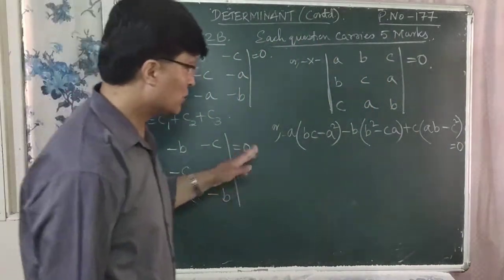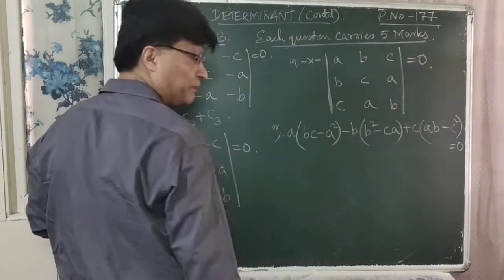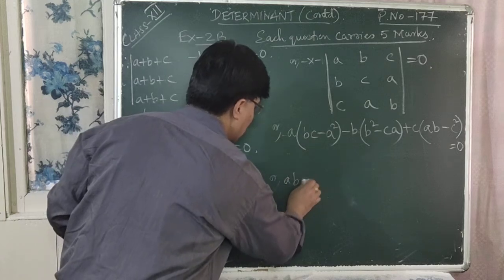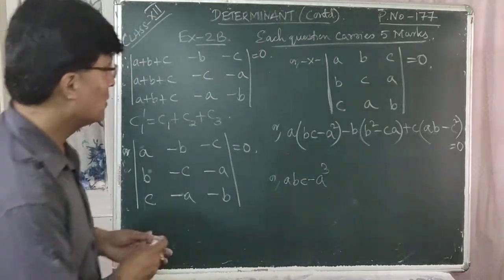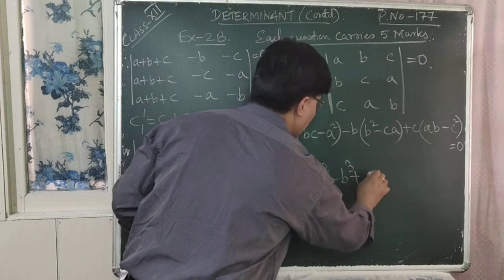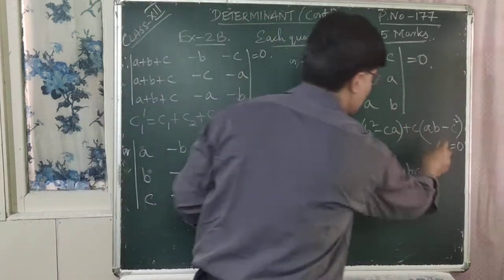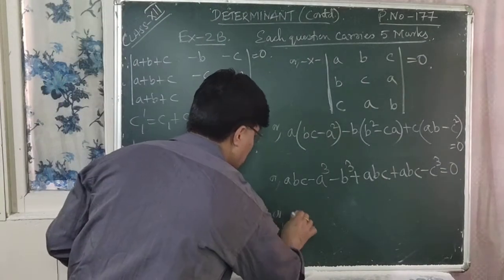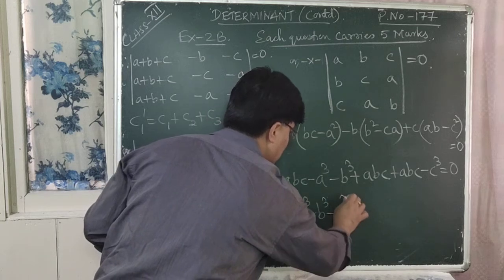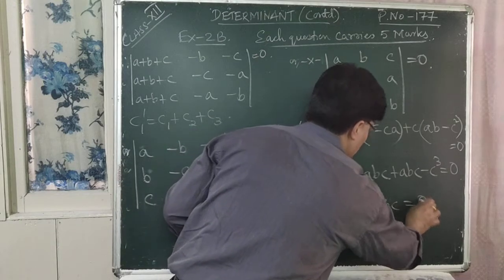Is it clear now? So now let us simplify it once again. Now we can multiply it by A. This is ABC plus or minus minus A cube, right? Then minus B cube, minus into minus plus ABC, then plus multiply by C, ABC, plus or minus minus, this is C cube, which is equal to 0, right? So now this is minus A cube, minus B cube, minus C cube, plus ABC, plus ABC, plus ABC, what is it? Plus 3ABC, which is equal to 0.